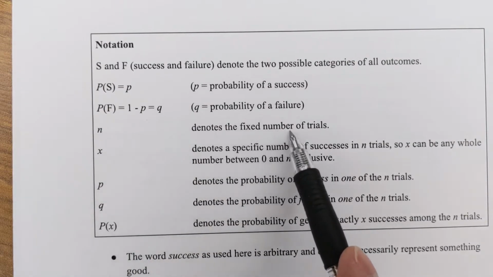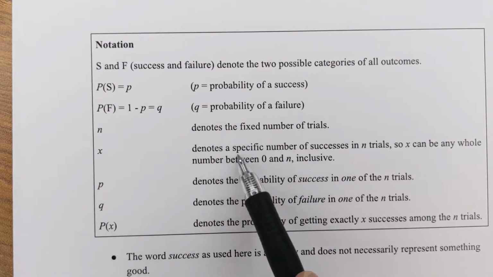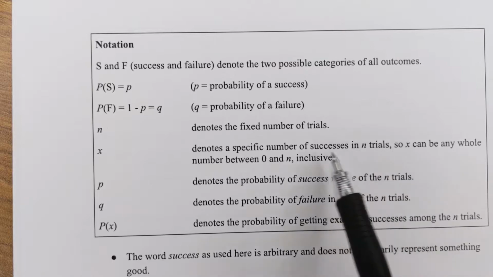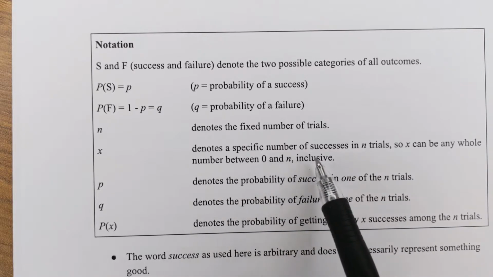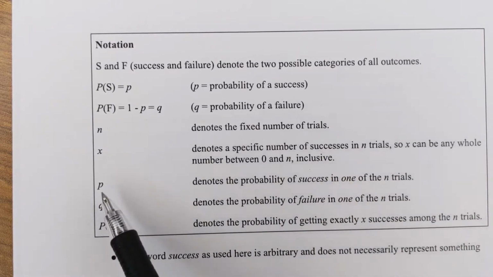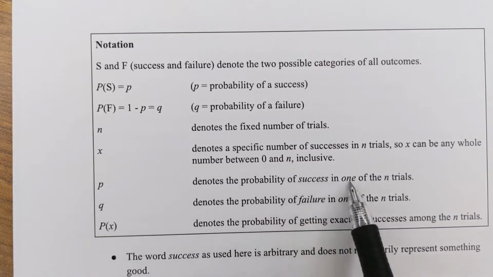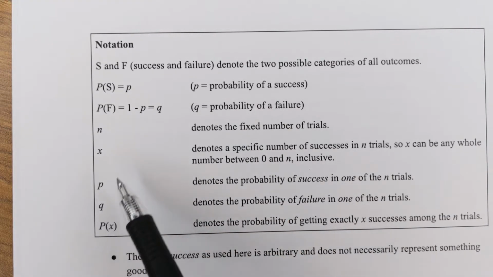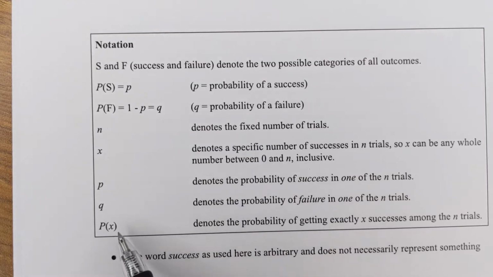N is how many trials you're running. X is the specific number of successes in N trials. So X is any whole number: 1 success, 2 successes, 3 successes. P is the probability of success in 1 trial, which we talked about up here. Q is the same thing, the probability of a failure. P of X is the probability of getting exactly X successes.